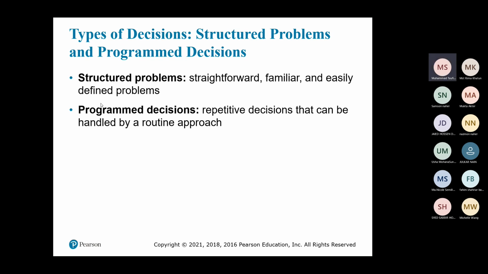So there are two types of decision. Either it is a structured problem or a programmed decision. So we go one by one. What is a structured problem? A structured problem is a straightforward, familiar, and easily defined problem. So it is a problem that is easy to define.